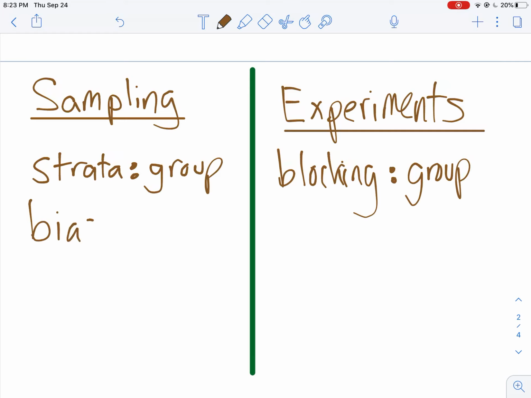Now, in sampling, you can have bias, right? That's when you under or overestimate a value within the context of what you're looking at, and within the context of your population. However, you do not have bias in experiments. You do not have that. You can have confounding variables, right?